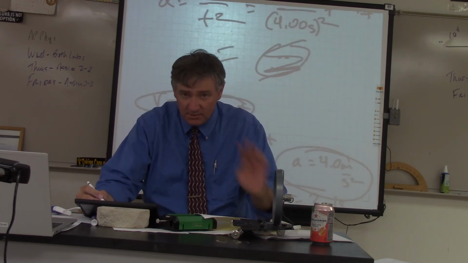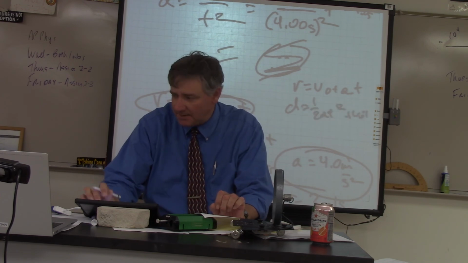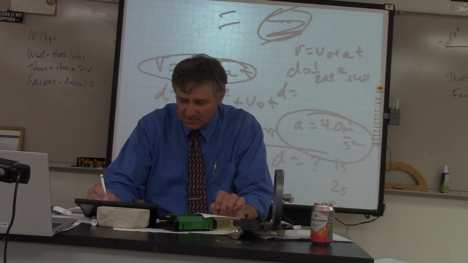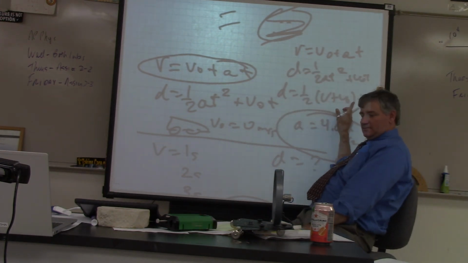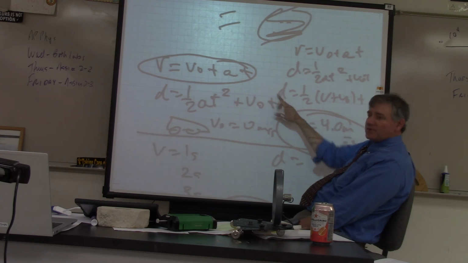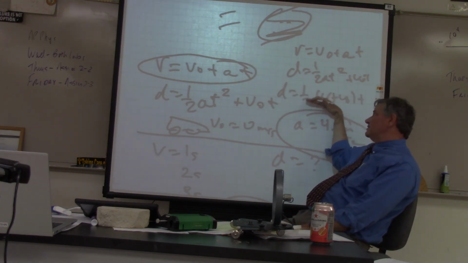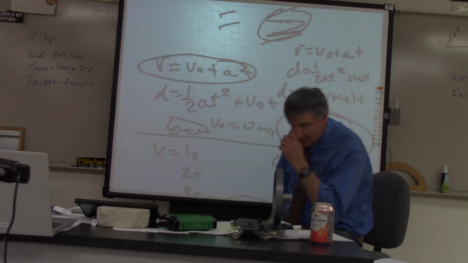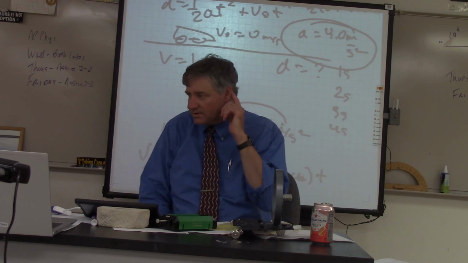At this point, you have 3 equations. V equals V naught plus AT. Distance equals 1/2 AT squared plus V naught time. And you also have distance equals 1/2 (V plus V naught) times time. This one is not on your equation sheet. All you're doing is taking the average velocity. That's it. So then this is going to take off from what you already know.